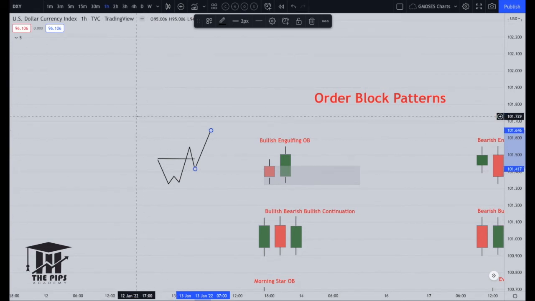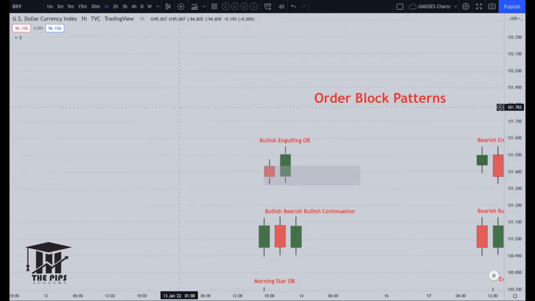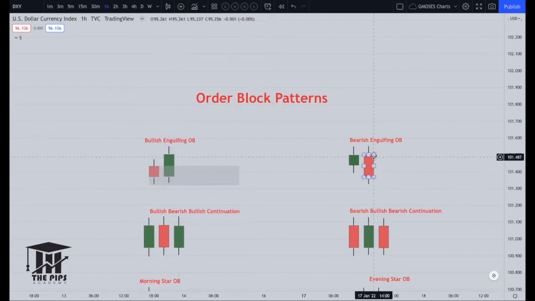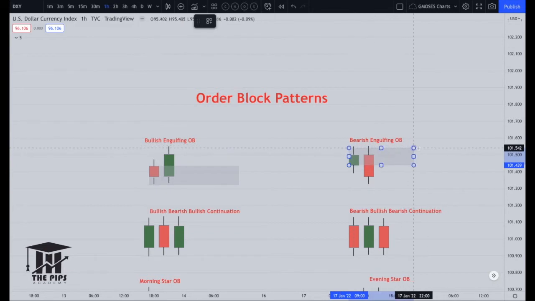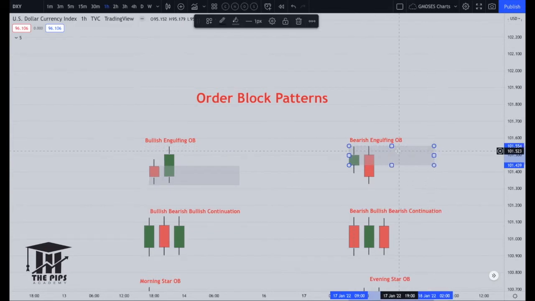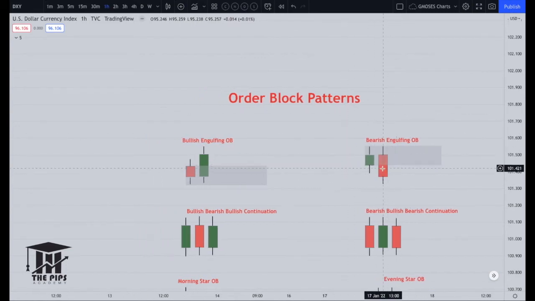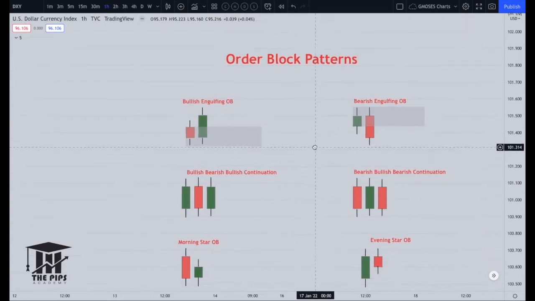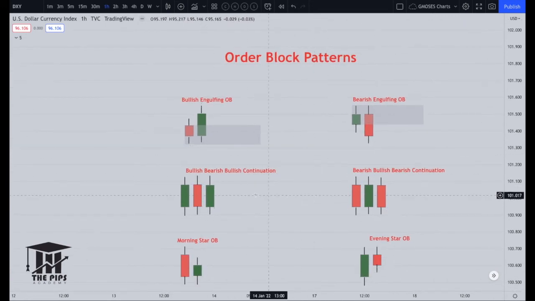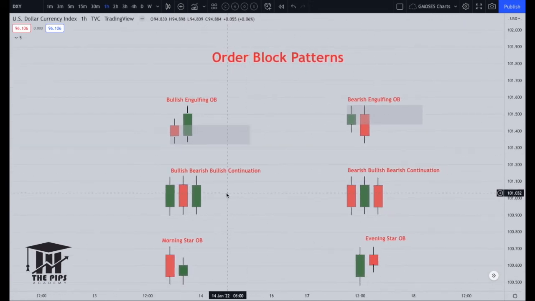Okay, so let's look at some other patterns. When you're looking at the bearish engulfing order block, to mark the base you would go from the bottom of this candle up to this wick, and you mark your order block base in this fashion. Okay, so this will be the level. Price will come back to retest before it continues down.